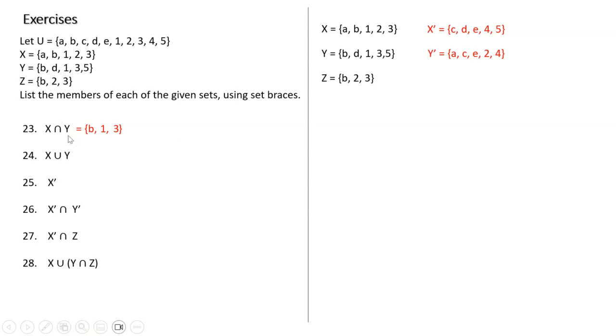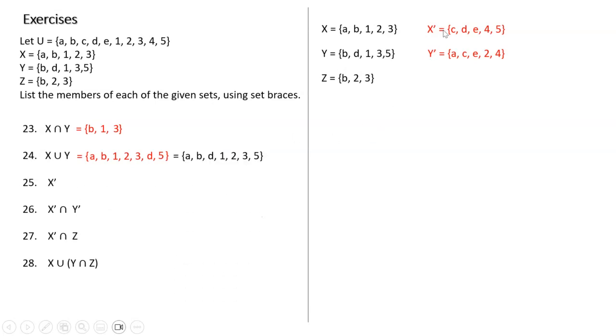24, X union Y. Okay, again, remember what I said, we're going to put the first set, the set X, all down, which is A, B, 1, 2, 3. Now we're going to go to Y. Here's Y. Is B already there? Yes, it is, so we don't put it again. We have the D. Is D already there? No, so we're going to put D. Is the 1 already there? Yes. Is the 3 already there? Yes. Is the 5 there? No, so we're going to put the 5. That's my result.